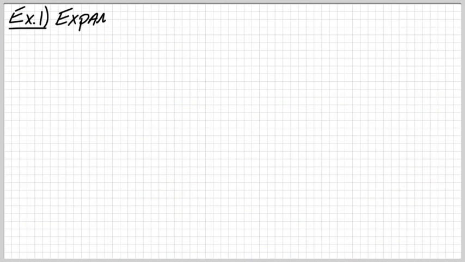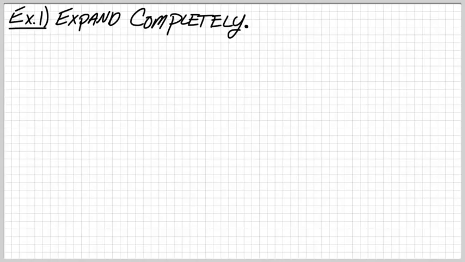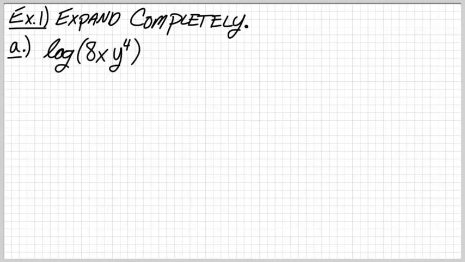Okay, example 1. I just want you to expand completely. So whether it means write the log as the sum of two logs or the difference of two logs, I want you to expand it out completely. So part A is log of 8x times y to the 4th. So if you'll notice, there's three pieces in there. 8 times x times y to the 4th.